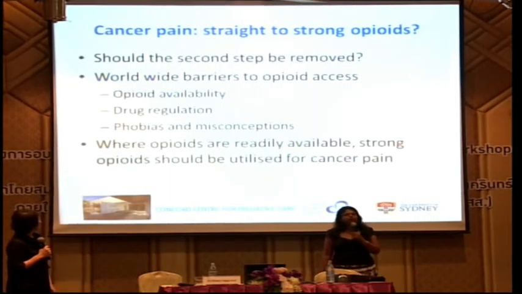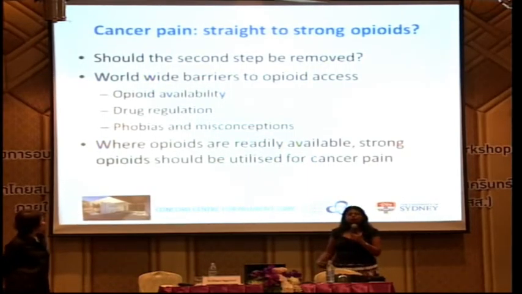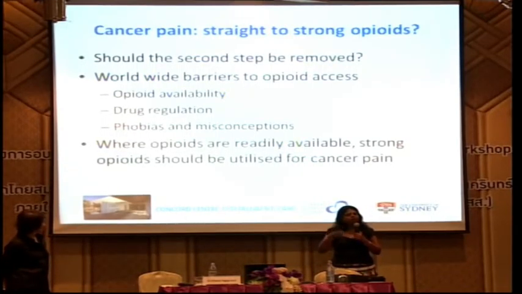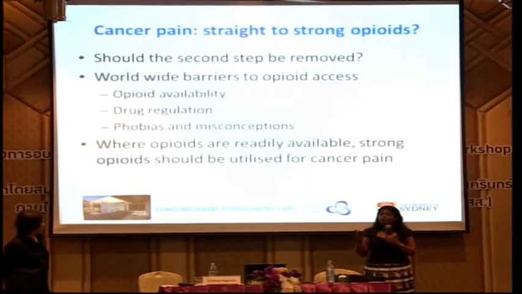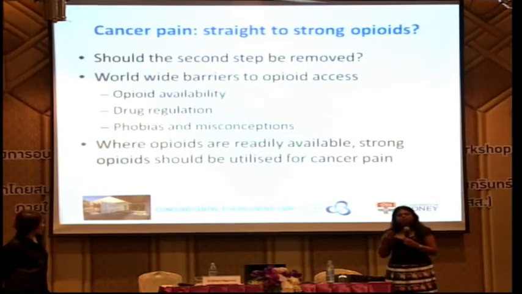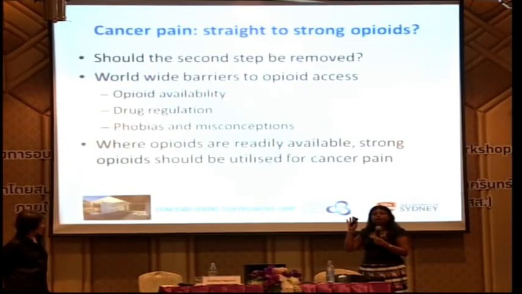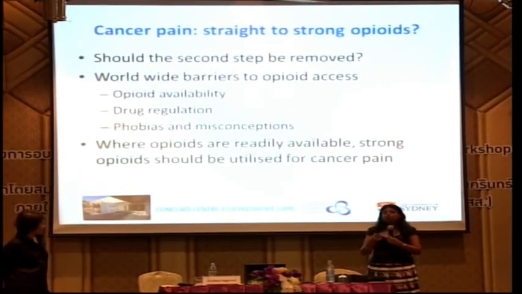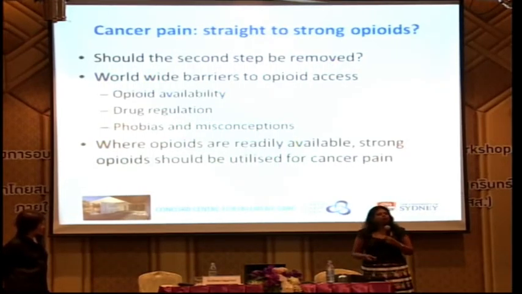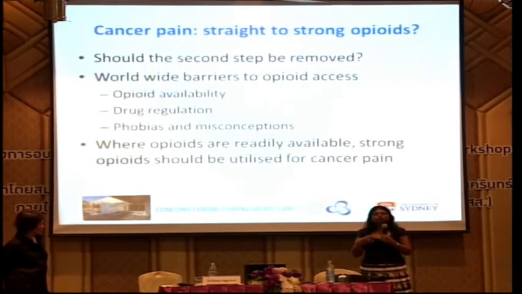So the question really is in the studies, in the evidence, looking at whether we should move to strong opioids quickly. As a country in Thailand, you need to look at availability of opioids, how easily it's prescribed, how comfortable you are. But in many countries around the world, Ednan showed you some of the opioid consumption, which is a reflection of palliative care, reflection of how good as a country you are providing pain relief. Most of our countries would jump to the third step.